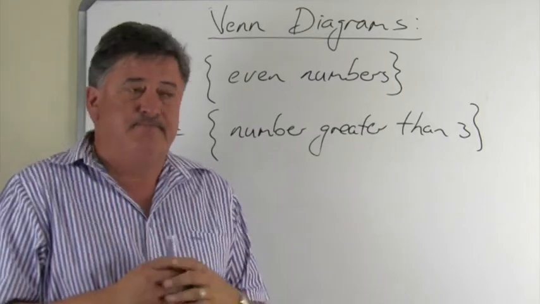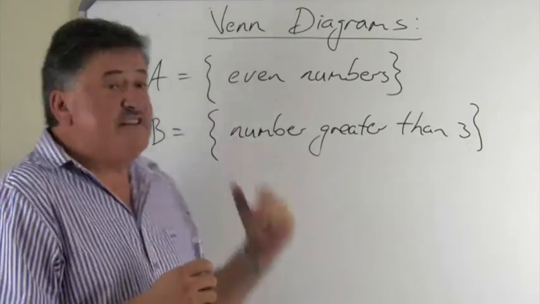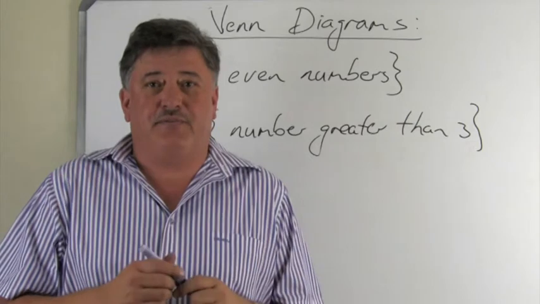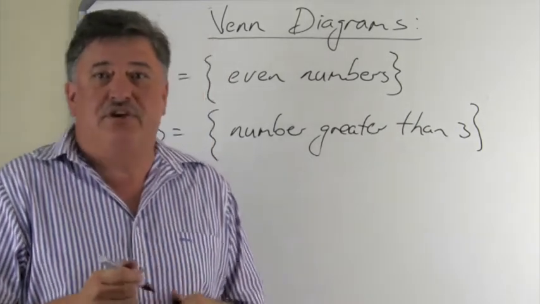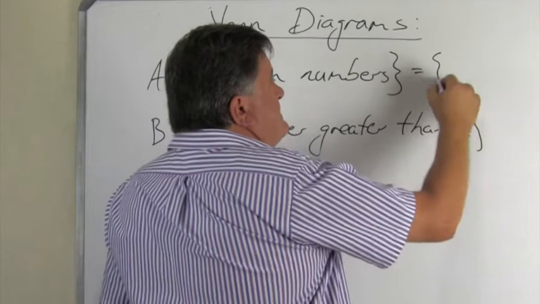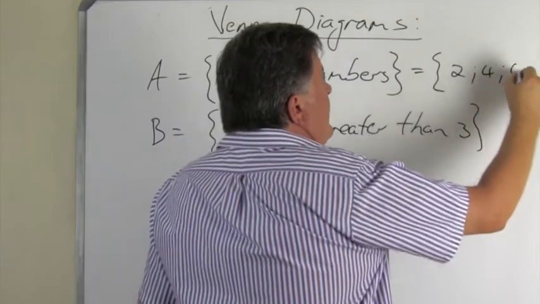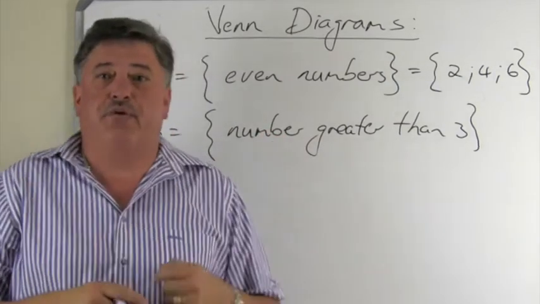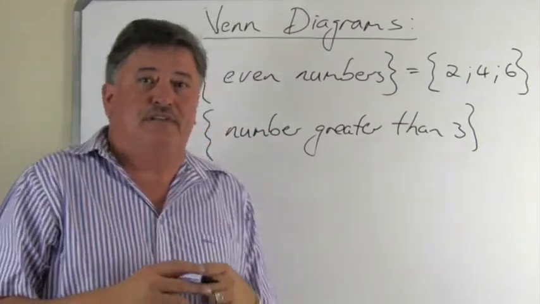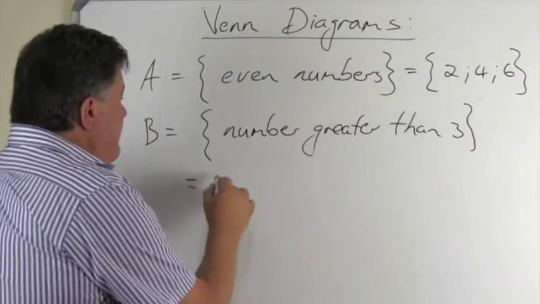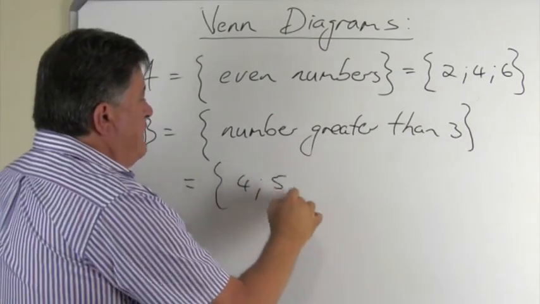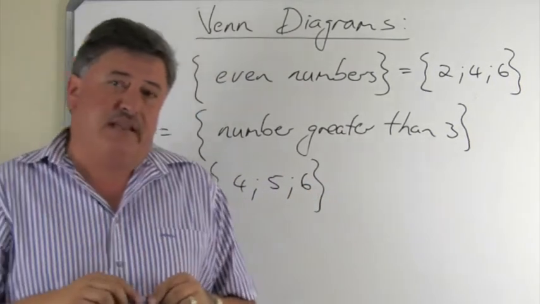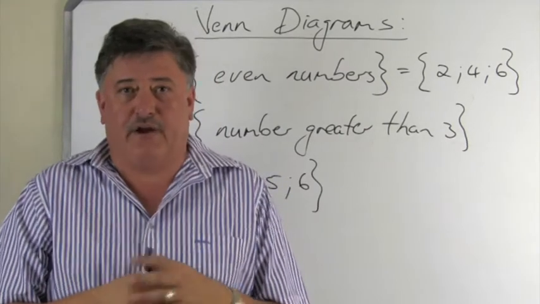First of all, the first event is getting an even number. Now again, like we said before, what are the even numbers on a die? They are the numbers 2, 4, and 6. Then the second event is a number greater than 3. Now, which numbers are greater than 3 on a die? They are the numbers 4, 5, and 6. We want to present this on a Venn diagram.